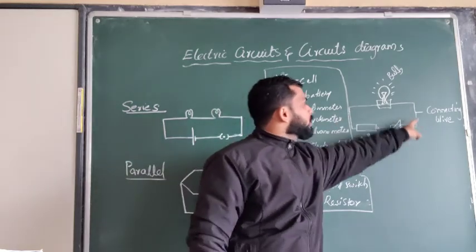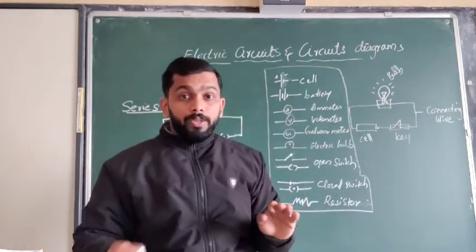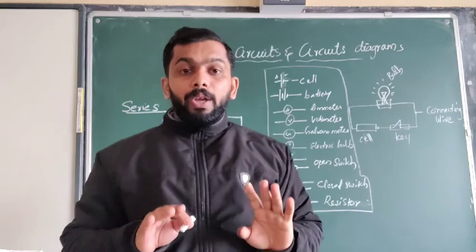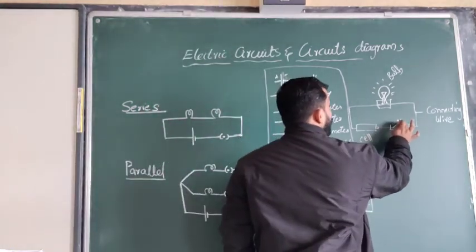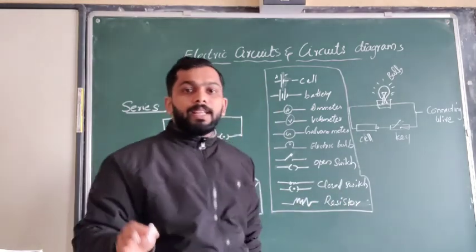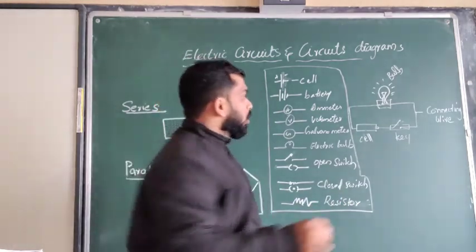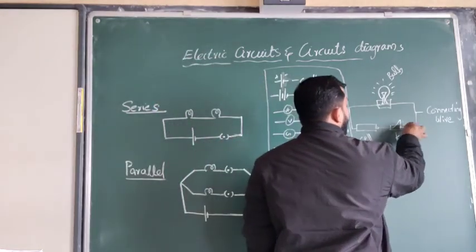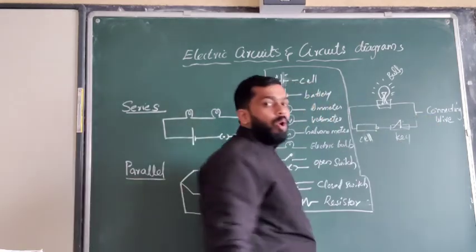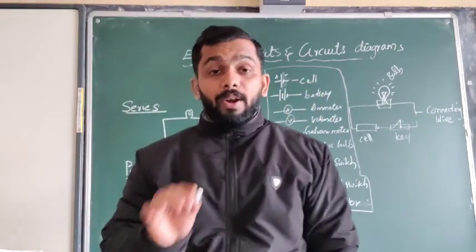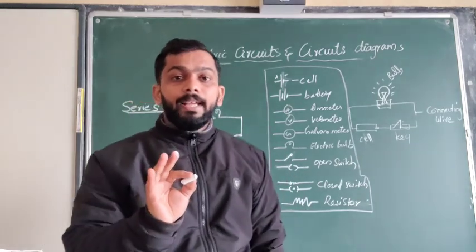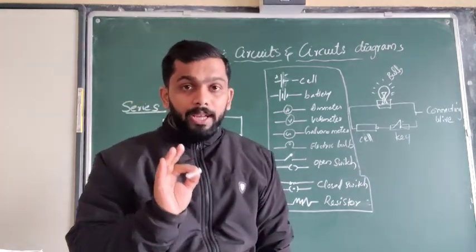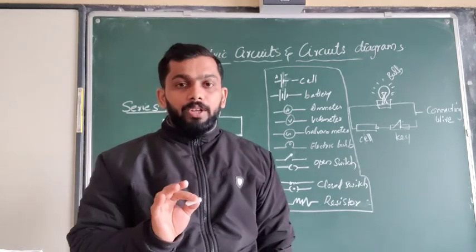So this is a closed circuit. When it will be an open circuit? If the switch or key is not put, if the key is open, then we say it is an open circuit. Or even if the key is closed but the wire is broken somewhere, we consider it an open circuit. In an open circuit, there will not be any flow of electricity.